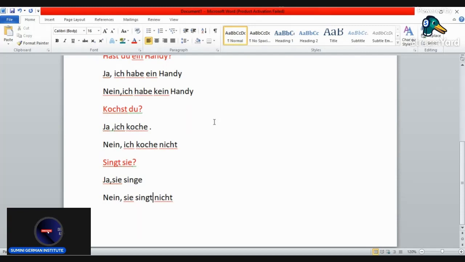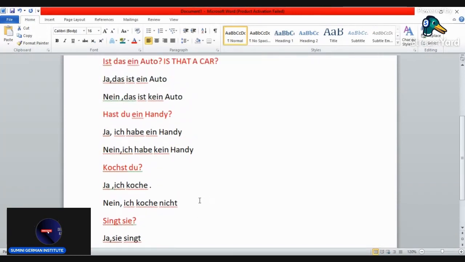The last example for this topic. Singt sie? Does she sing? Ja, sie singt. Yes, she sings. Or nein, sie singt nicht. No, she does not sing. So when you are negating the verb, you use nicht. All of this is in the previous lesson where we learned how to negate.